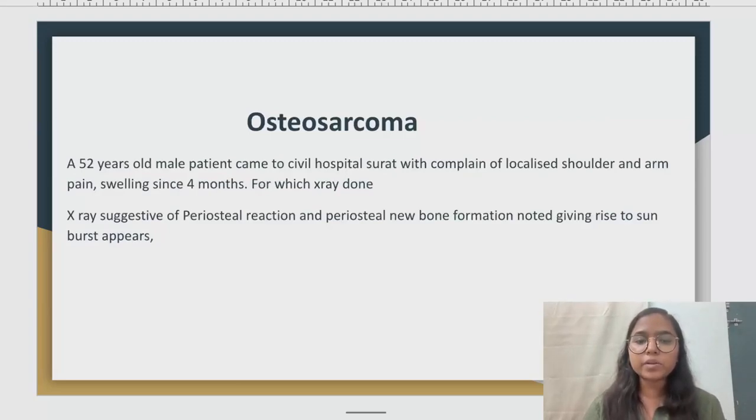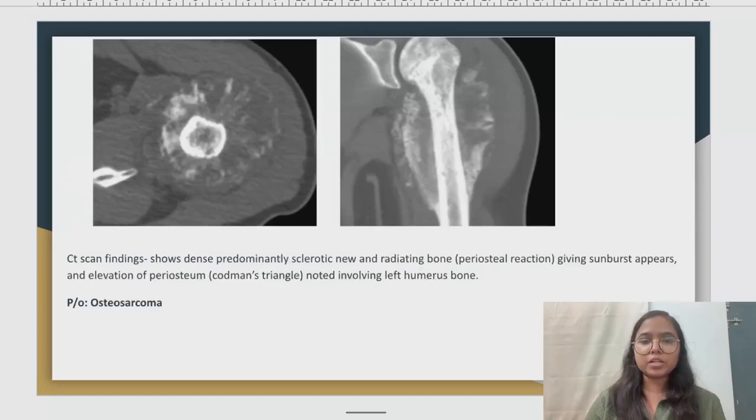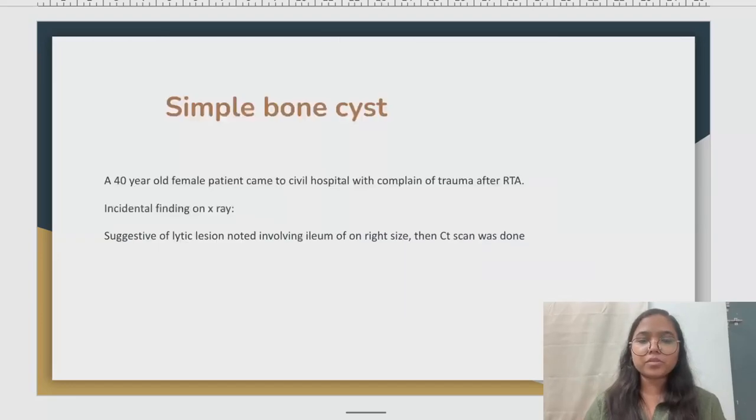Osteosarcoma: 52-year-old male patient came to the civil hospital Surat with the complaint of localized shoulder pain and arm pain, swelling since 4 months, for which X-ray was done. X-ray suggested periosteal reaction, periosteal new bone formation noted giving rise to the sunburst appearance. CT finding shows dense, predominantly sclerotic, new and radiating bone, suggestive of periosteal reaction, giving sunburst appearance, and elevation of the periosteum, Codman triangle sign noted involving the left humerus bone, possibility of osteosarcoma.